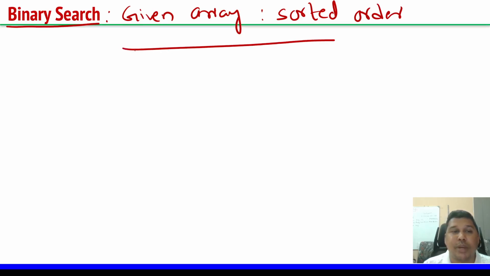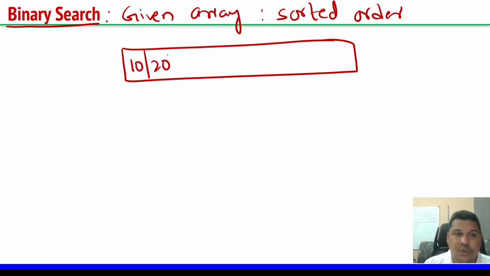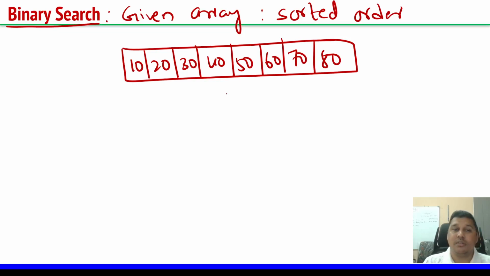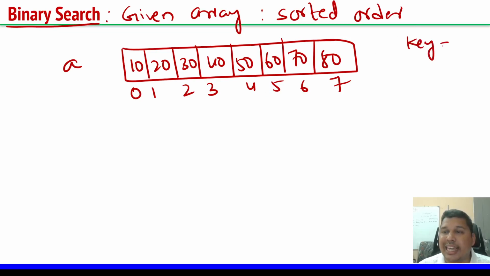Okay, so let's assume a sorted order: 10, 20, and so on, with indexing 0, 1, 2, 3, 4, 5, 6, 7. This is the array A. I have 8 elements in the array, and let's assume the key element which I want to find is 70. We'll see multiple cases. Assume the key element is 70. How does this binary search work? What will binary search do?